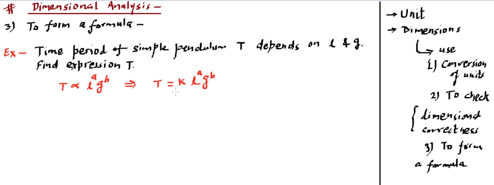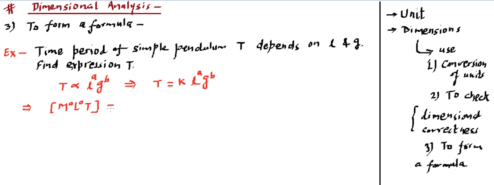So to make it dimensionally correct, we will write the dimensions of the left hand side and the right hand side. Now we will write the dimensional formula on both sides. T is for time period, and time period has a dimension of T. So the left hand side has the dimensional formula simply T, or if we write it properly, m raised to power 0, L raised to power 0, T raised to power 1.